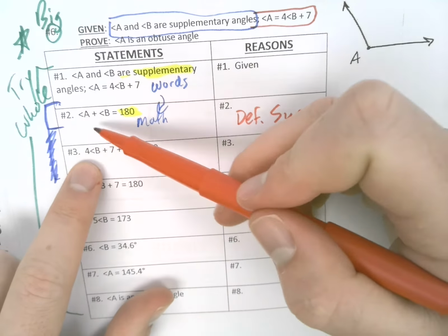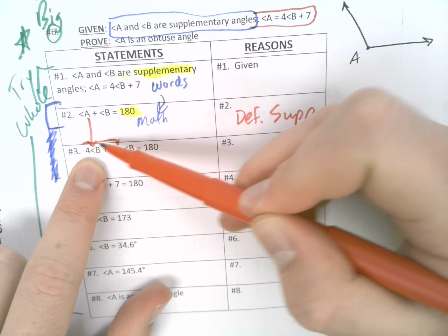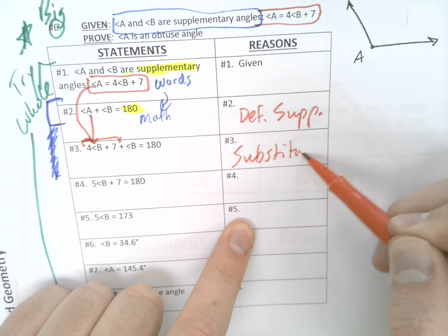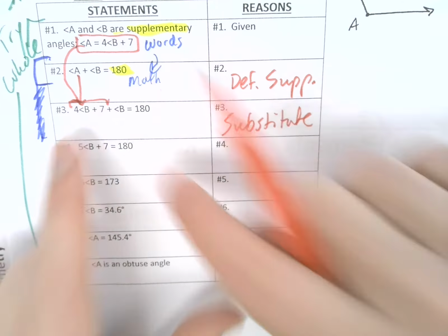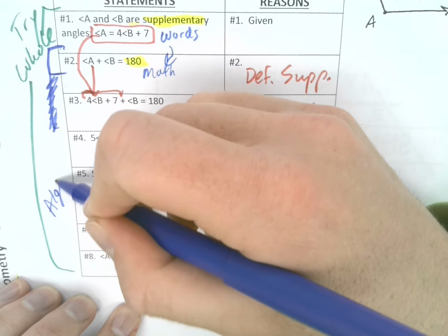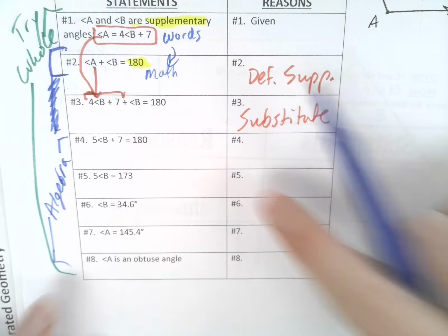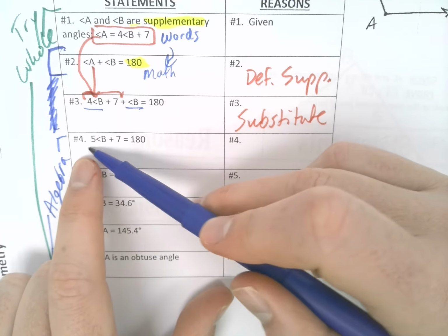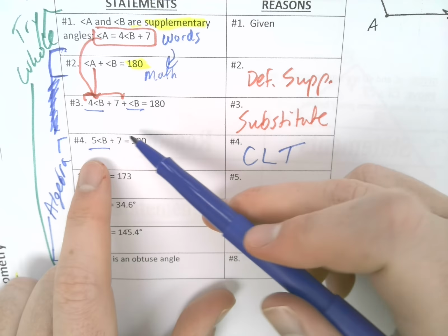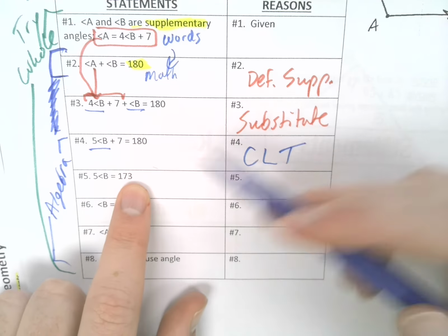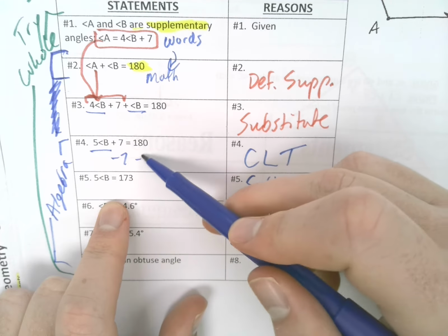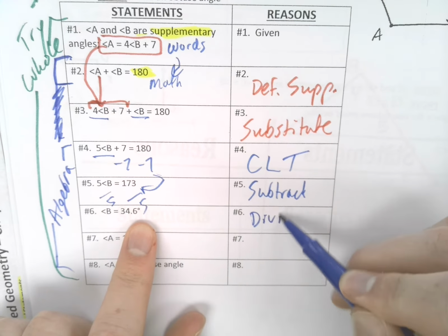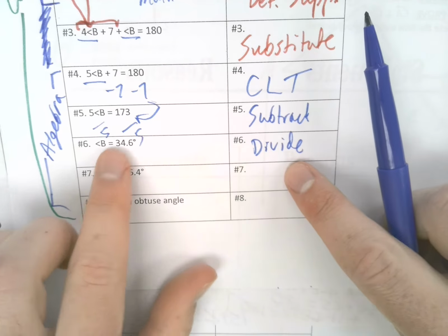Well then, wait a minute. Why did A become 4 times B plus 7? Oh, because we know that we can substitute. Using substitution, we can plug that in for angle A. And from here, guys, this just becomes an algebra problem. The rest of the way, this is all algebra. So check it. We've got 4 angle B's plus 7 plus 1 angle B, like terms. We can combine them. Little CLT action. Then if we're trying to solve for angle B here, you want to subtract 7 over. So we subtracted 7, which is what led us to that. Then we divide by 5. And so we find out that angle B is really 34.6.